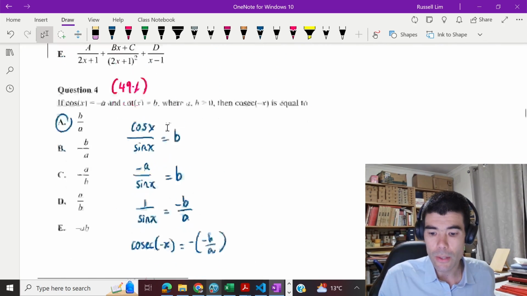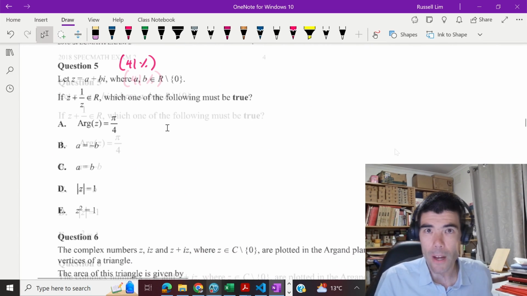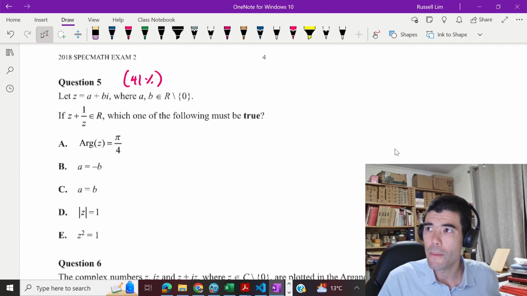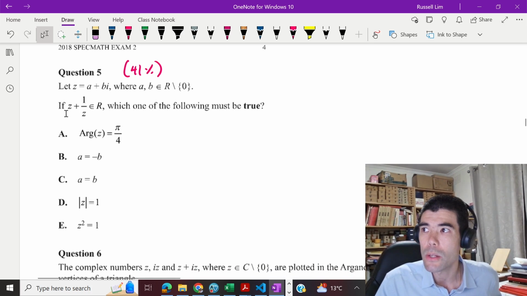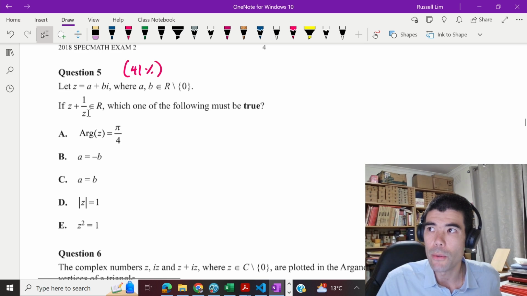Next, we're still early on in the multiple choice section. We have question 5, a complex numbers question. Often the complex numbers questions on the multiple choice can be a little bit tricky, and this one does involve a little bit of thinking. So z plus 1 over z is a real number. Which of the following must be true?